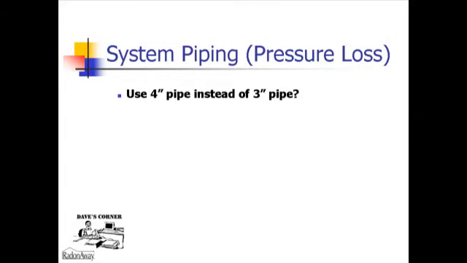Now, when should you consider using 4-inch pipe? Anytime where you have a system where you expect the airflows to be greater than 100 cubic feet per minute, then 4-inch pipe is definitely called for.